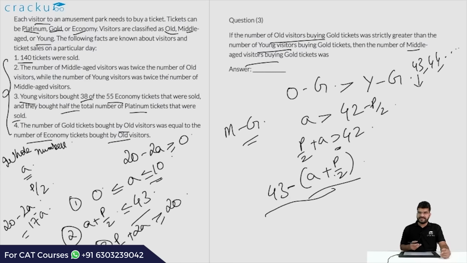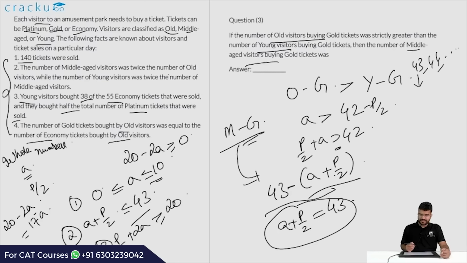So the only case in which this is possible is when A plus P by 2 is actually equal to 43. In which case the middle-aged people who have bought gold tickets, which is 43 minus (A plus P by 2), will equal 0. So the answer in this case is 0. What we have basically proven is that the number of middle-aged people who have bought gold tickets is less than or equal to 0. But because it can't be negative, we conclude that it has to equal 0.